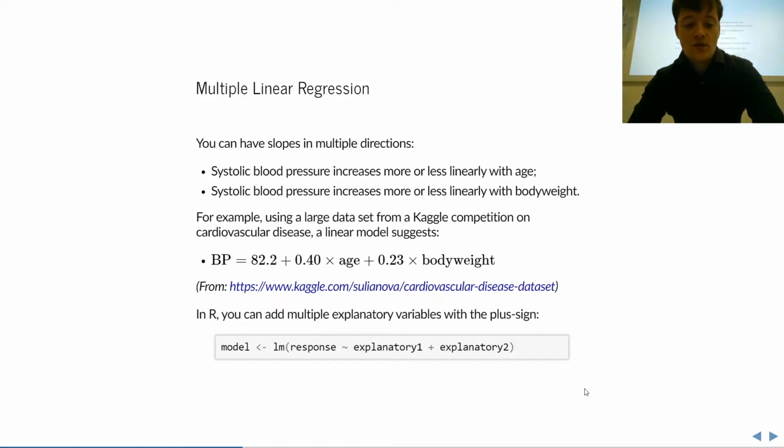Now, this is how that works in R. You have your response variable, and now we have one explanatory variable plus a second explanatory variable. So in this case it would be blood pressure tilde age plus body weight. And now we have two linear effects.